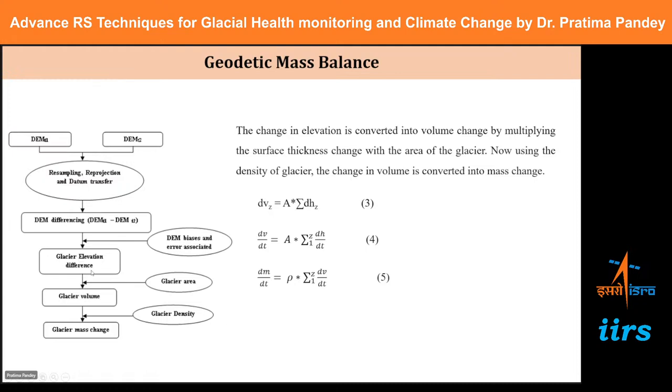We find the glacier surface elevation difference. We know the glacier area. Using glacier area and the change in elevation, we can estimate glacier volume, and using the density, we can convert it into the glacier mass change. So this is an example of how we can use remote sensing data for glacier mass balance estimation.